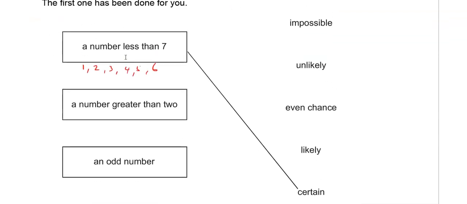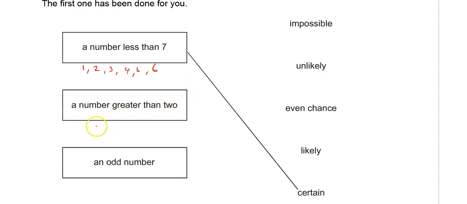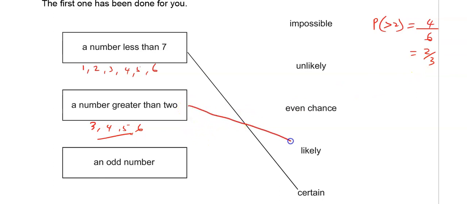What about a number greater than 2? A number greater than 2 means 3, 4, 5, and 6. So we have 4 possible outcomes out of 6. The probability of a number greater than 2 is 4 over 6, 4 outcomes over the 6 possible outcomes. Therefore, this is 2 out of 3, and 2 out of 3 is very likely. So this is likely.